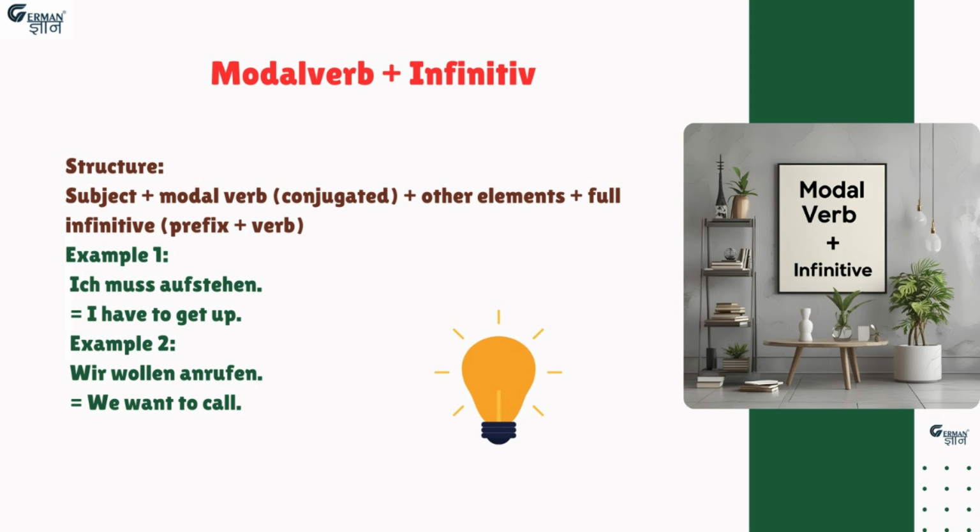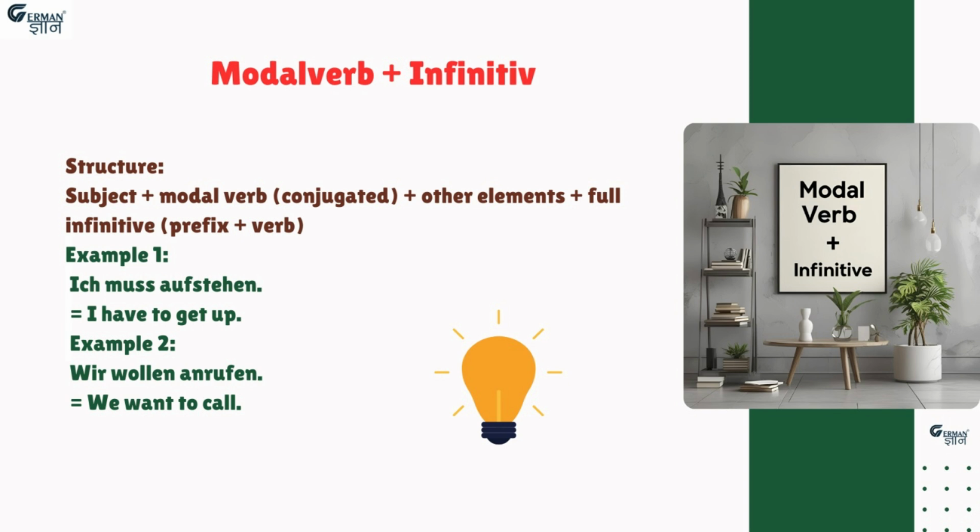So the structure will be, first you write the subject, then the modal verb which gets conjugated according to the subject at the second place, then you write the other elements, and then at the end of the sentence you will write the Trennbare verb in the infinitive form. That means full infinitive, where we don't separate prefix and verb.